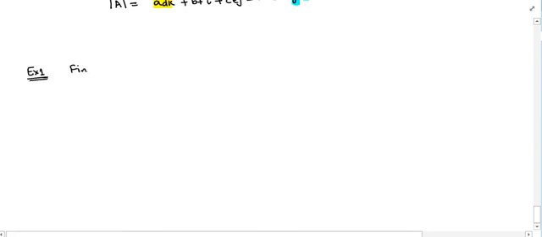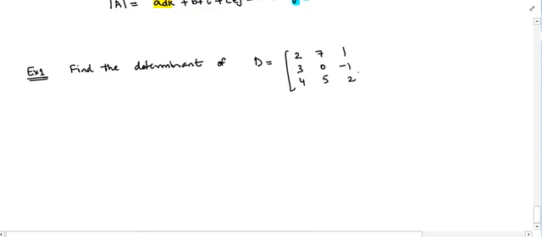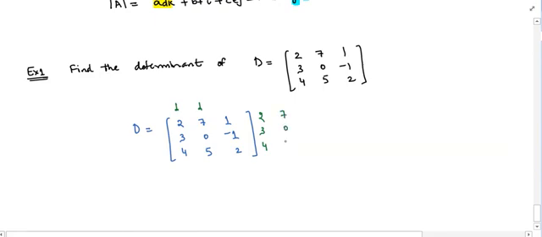Find the determinant of matrix D, which is say 2, 3, 4, 7, 0, 5, 1, minus 1, 2. So let us solve it by the second method. Let me write matrix D: 2, 3, 4, 7, 0, 5, 1, minus 1, 2. This is the matrix. I will write the first 2 columns here: 2, 3, 4, 7, 0, 5.